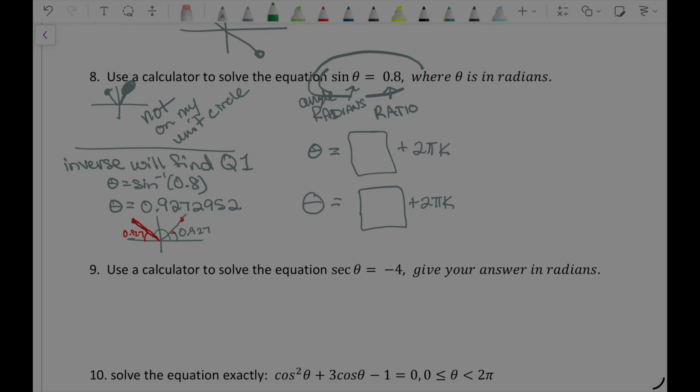So the other angle is pi minus 0.927. Okay? So what does that mean, right? The calculator could only find one, but our brains have to work and kick in to find the other one. Check. Got it.